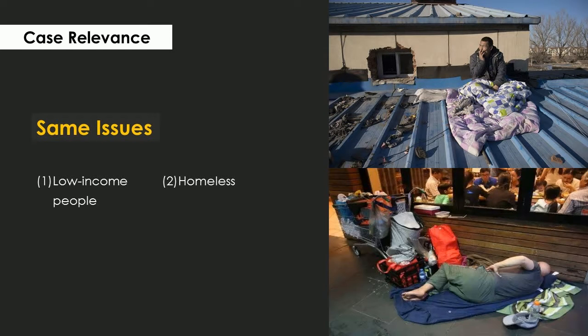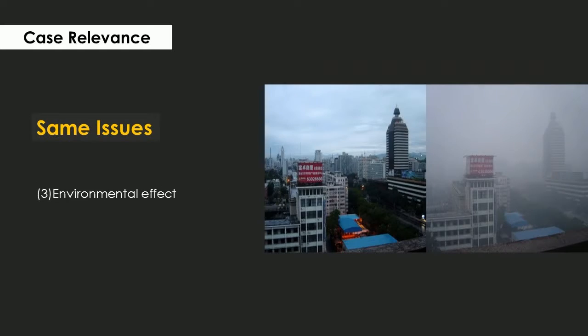There are many of the same issues between Sydney and Beijing. The higher cost of living in developed cities has also caused a burden for low-income people, and the number of homeless people has gradually increased. Since people can't afford the rent in the city center, they can only live farther away and use private cars to go to work. The increase in private cars has caused serious air pollution problems.